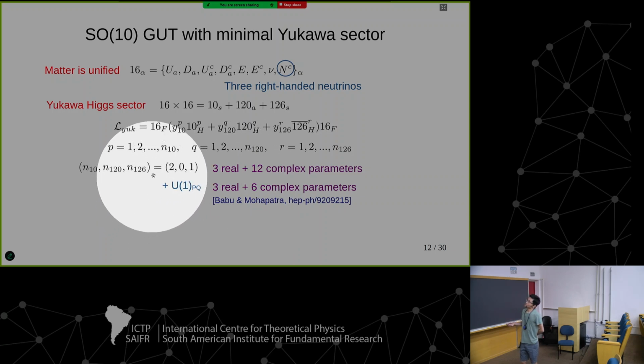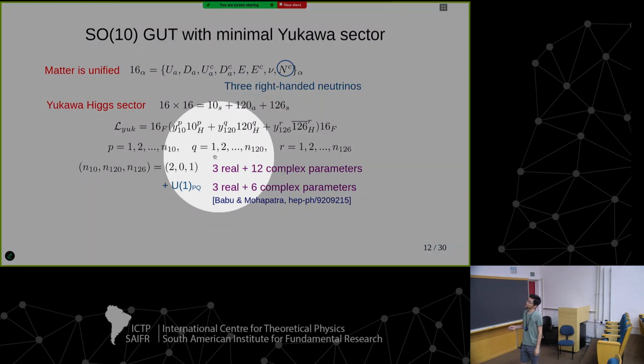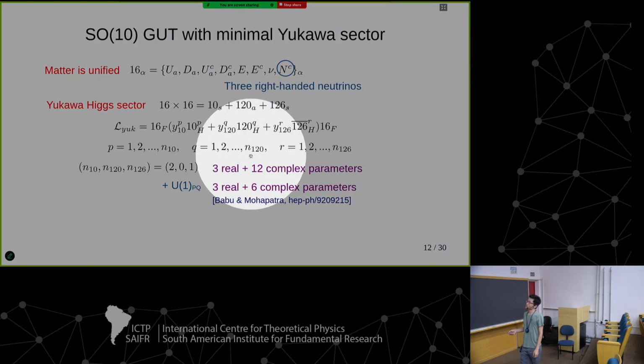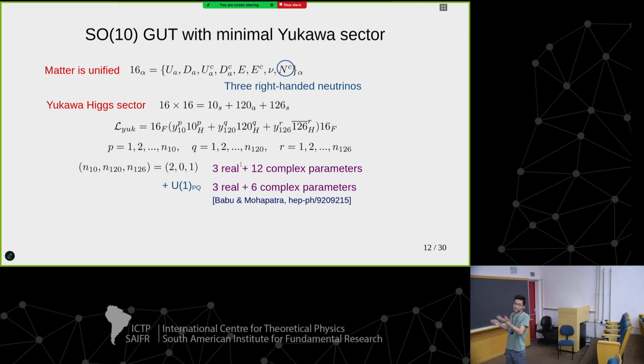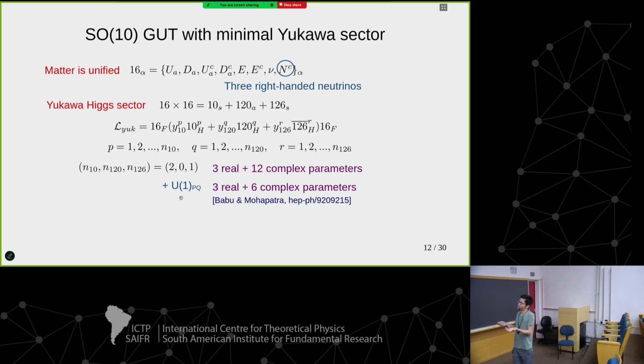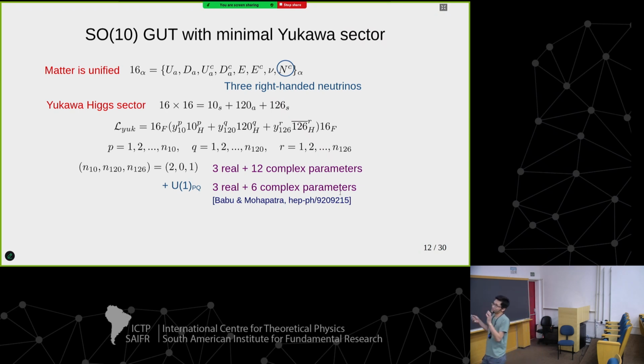So basically, in one of the so-called minimal models, you introduce 2 10s, or if you want 1 complex 10, and then 1 126. If you do the calculation after you rotate, because this is symmetric, you can make it real and diagonal, and the rest you cannot rotate anymore. So you get 3 real and 12 complex parameters. Usually people try to reduce this, so they introduce an additional symmetry. This is just a U1, called U1 Peccei-Quinn. So you can reduce by 6 complex parameters, and it turns out that it works. Just that it's no longer just SO10, but SO10 cross Peccei-Quinn.